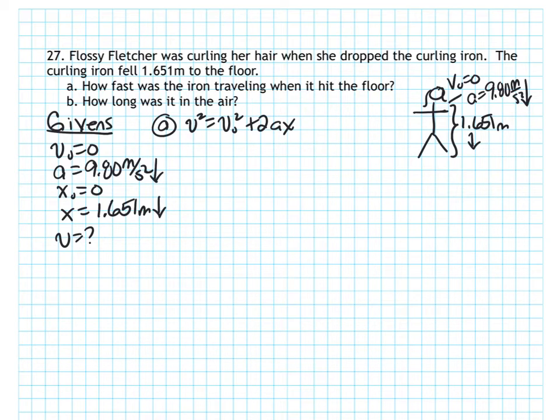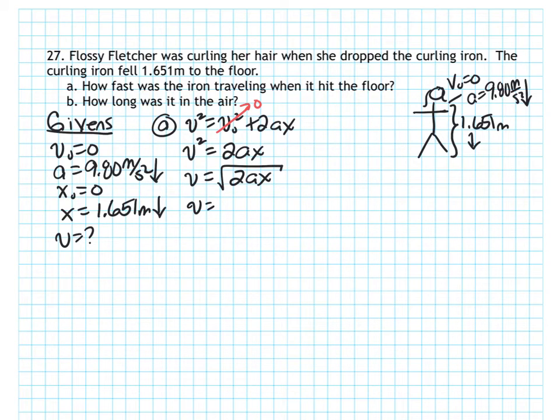And I know that v naught is equal to 0, so I'm just going to get rid of that right now. So that's going to be equal to 0. I don't have to worry about x naught. That's not in my equation. So that's great. That means that v squared, the final velocity, is equal to 2ax. So the final velocity is equal to the square root of 2ax.